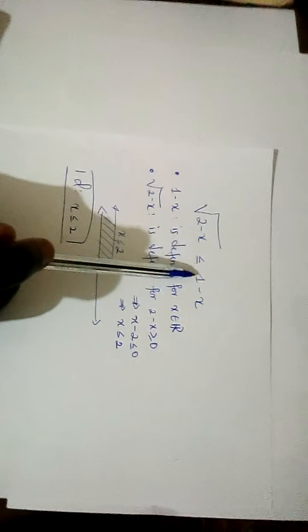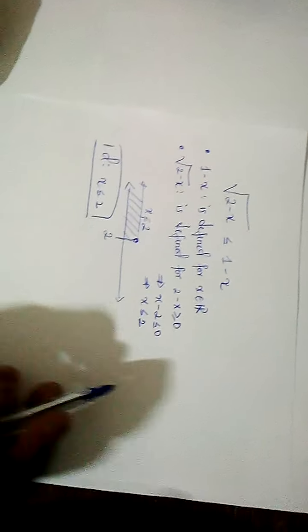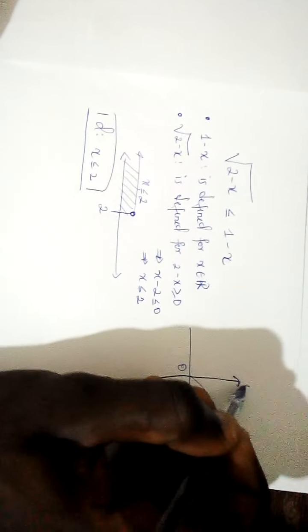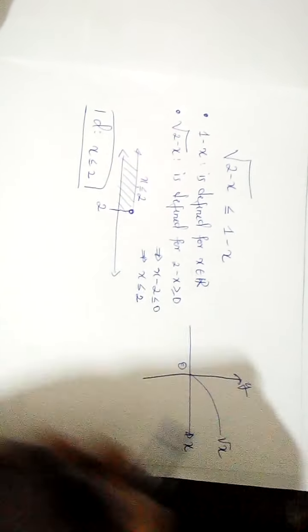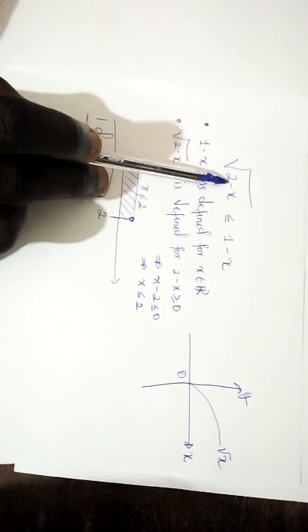Now, in this case, we can read the two sides. We know that the square root of a function is always positive. Let me just try to draw the graph of the square root of x. That's the square root of x. It is increasing and always positive. So it means that the square root of 2 minus x will be always positive.